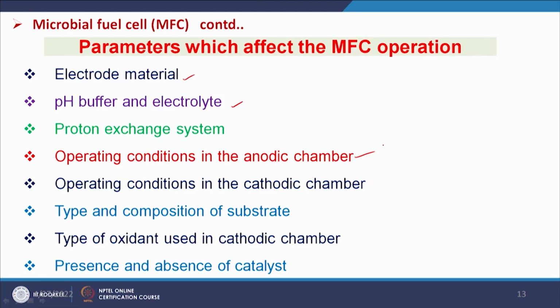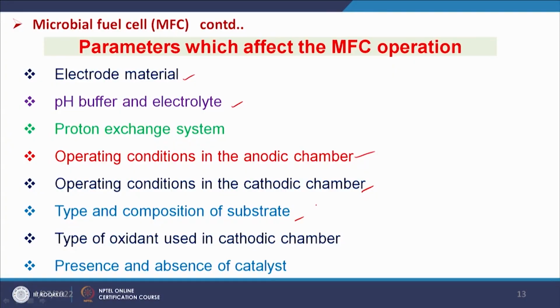So, operating condition in the cathodic chamber, as I have mentioned, the system has to provide oxygen, so that H+ can combine with the electron and the oxygen to convert it into H2O. So, if we can use some catholyte having more oxygen availability, the performance will be more. And then type and composition of the substrate, again that part is coming, whether it is biodegradable or not.